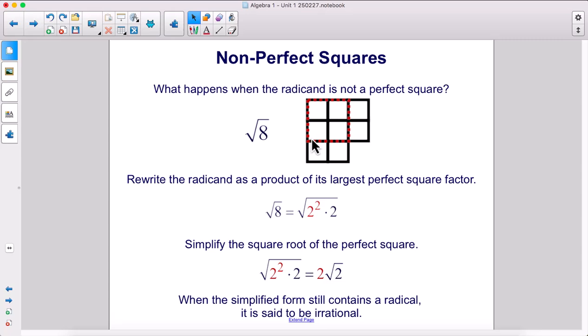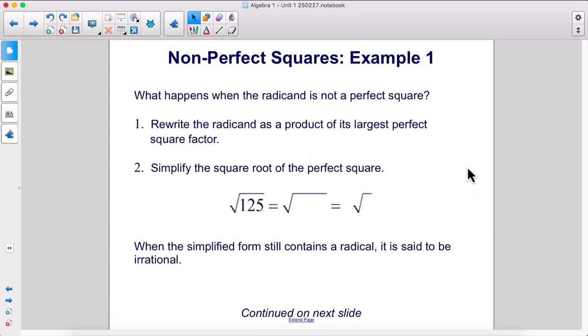So the largest square that's in here is a 2 by 2 square. So we can rewrite the square root of 8 as the square root of 2 times 2, which is 2 squared, times 2. Simplify the square root of the perfect square by taking the square root of 2 squared. Remember, if you take the square root of 2 squared, you get 2. So the 2 moves right out front. When the simplified form still contains a radical, it is said to be irrational. So this number is irrational.